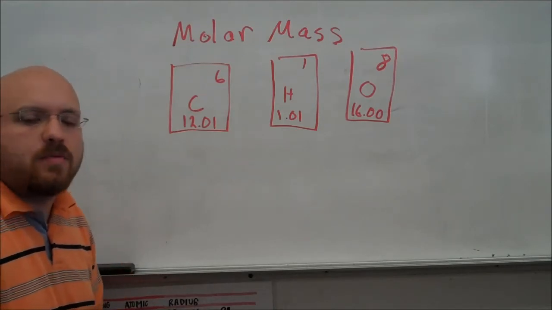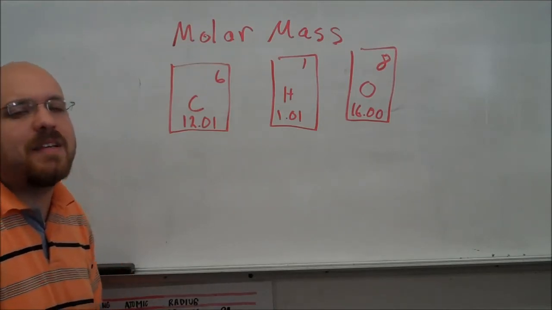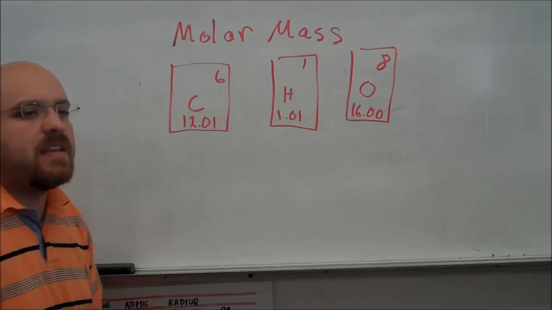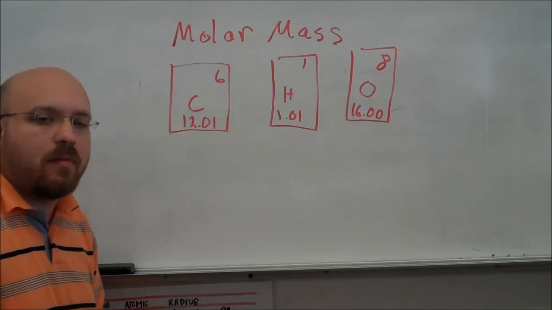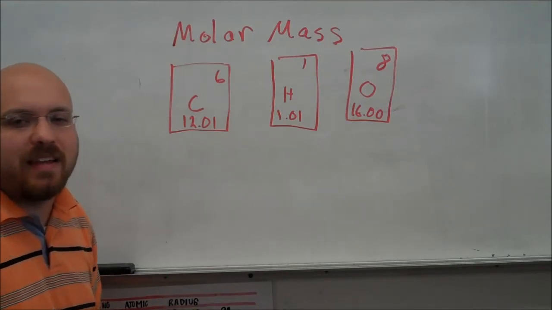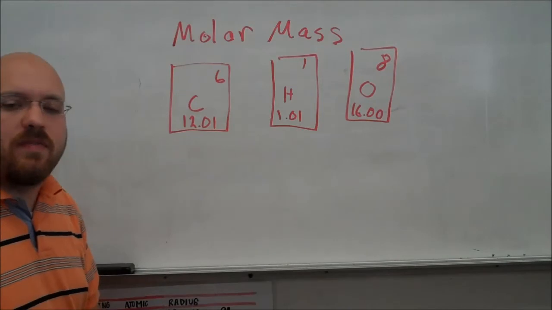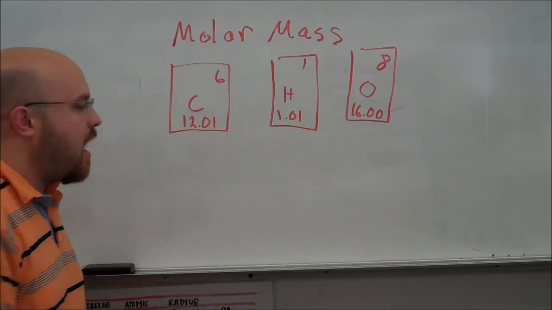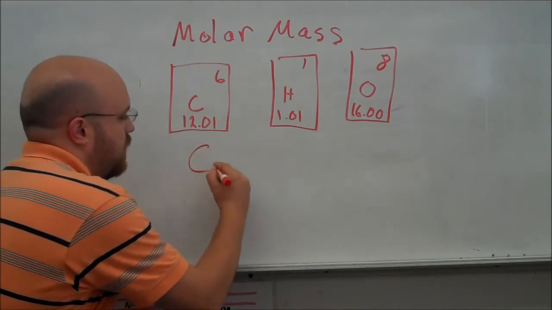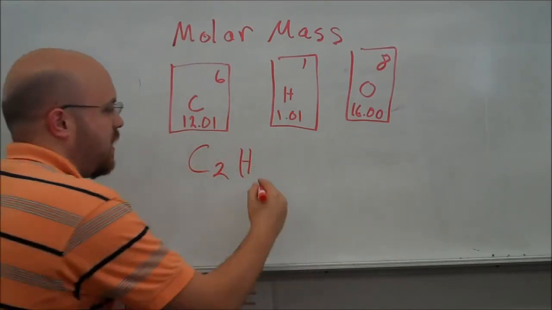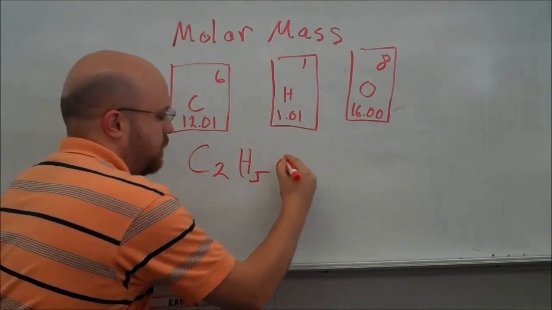And molar mass works generally the same way, except it's for compounds and not for just elements. So the upside of this is that we will use the atomic mass that we've already learned about, and we just manipulate it a little bit. Now, if we were to find the molar mass of a compound like ethanol, this is the same kind of stuff that's found in your car's gasoline.